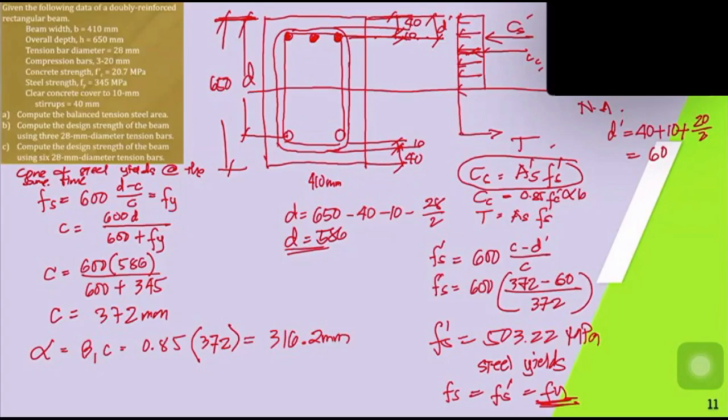So take a picture, then next page. We have 600, C is 372, alpha is 316.2, D is 586, and D prime is 60.